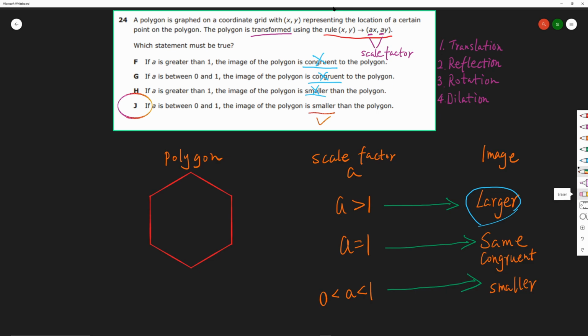So that concludes our solution. That's about dilation. If you want another example of dilation, I encourage you to review question 6 using the top right button.